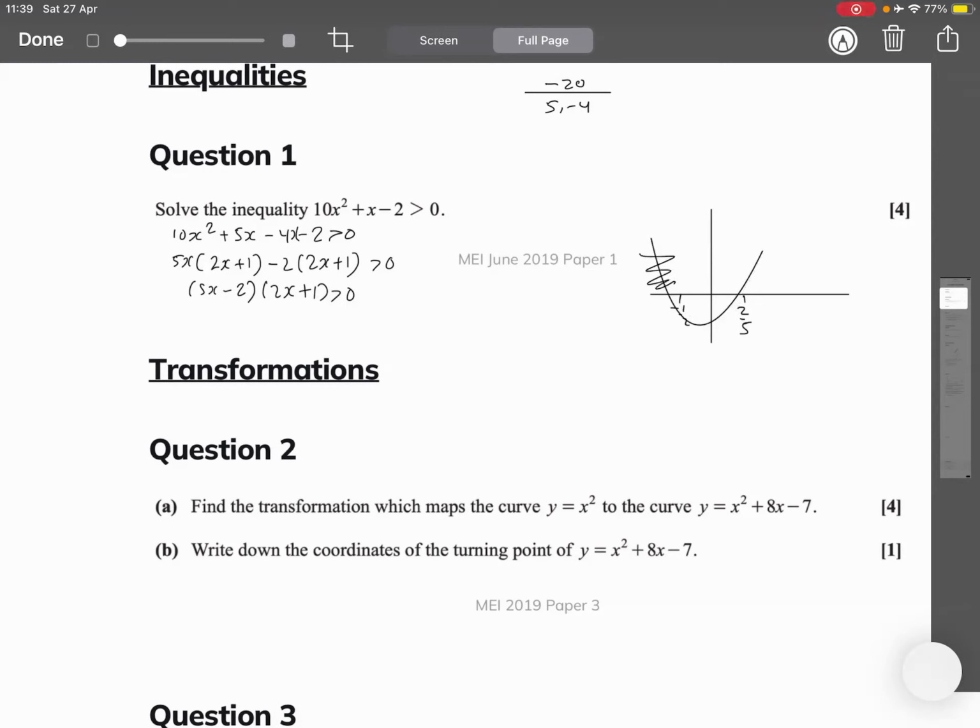And I know that it says it's more than 0. So my answers are to the left of minus a half, or when x is more than 2 over 5.